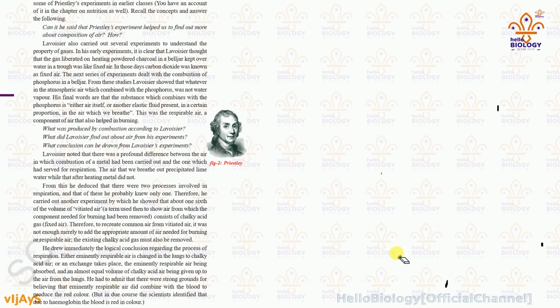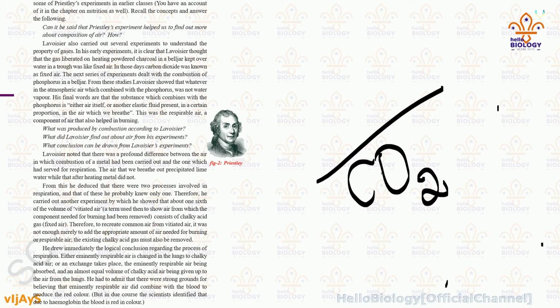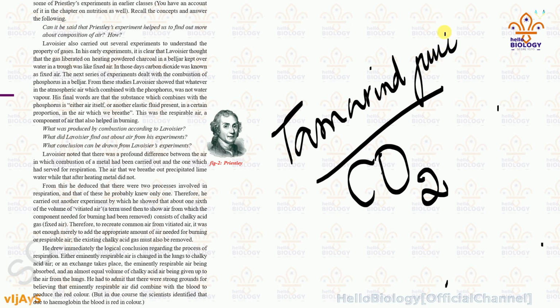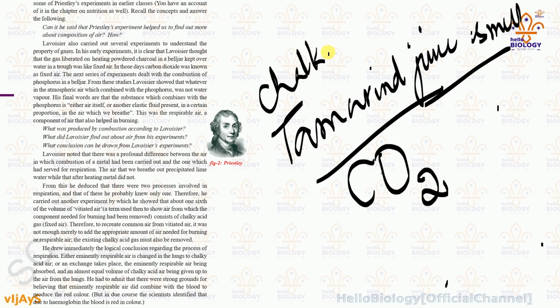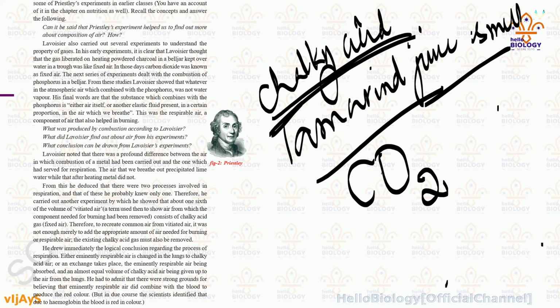Why is it named chalky acid gas? When carbon dioxide is produced, it smells like tamarind juice. So at that time this tamarind juice smell was described as chalky acid smell. That's why carbon dioxide is called chalky acid gas.